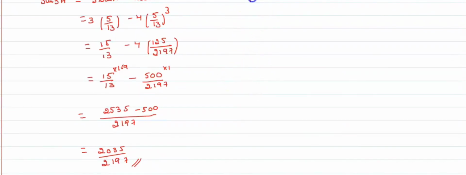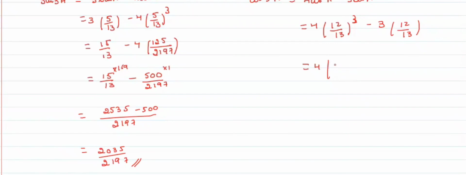In this similar question, we have one more question, that is cos 3A. Cos 3A, I can write it as 4 cos cube A minus 3 cos A. So 4 into cos A value was 12 over 13 whole cube, minus 3 into cos A value, 12 over 13. So 4 into 12 cube: 12 square is 144, 144 into 12 is 1728 by 2197, minus 12 3s are 36 by 13.